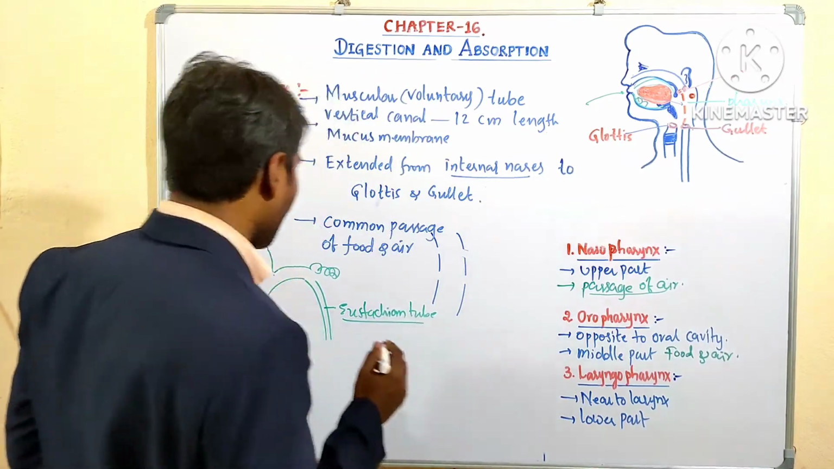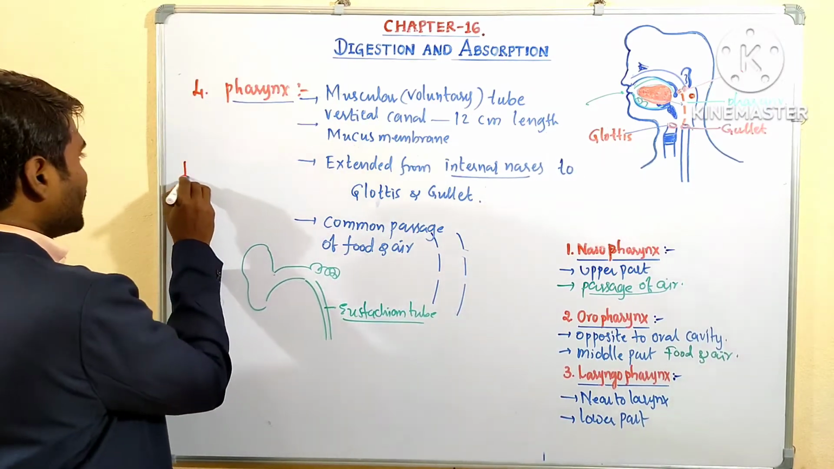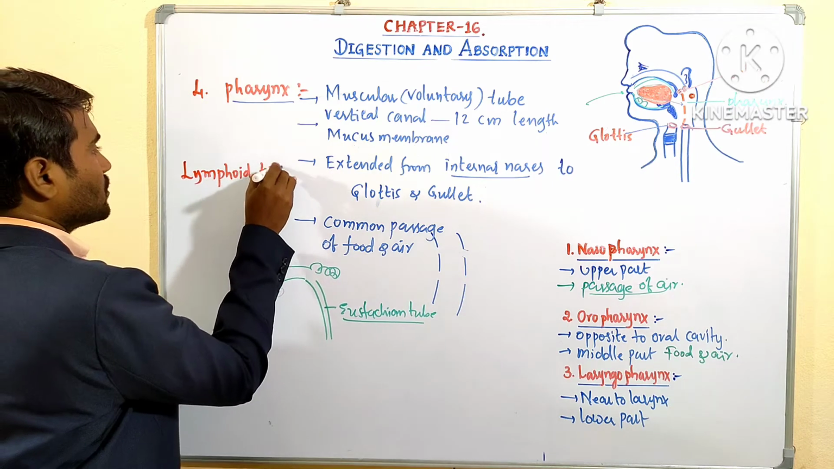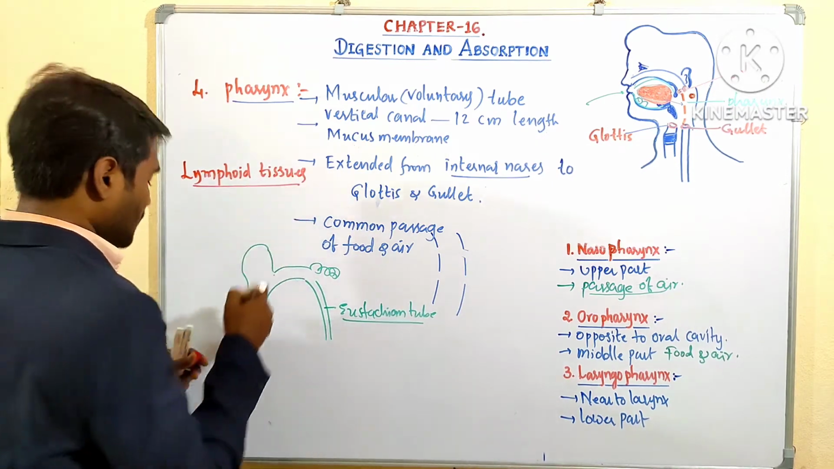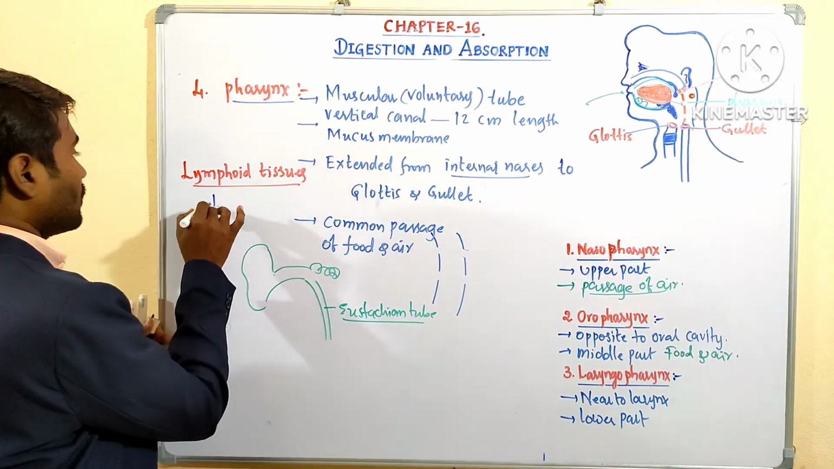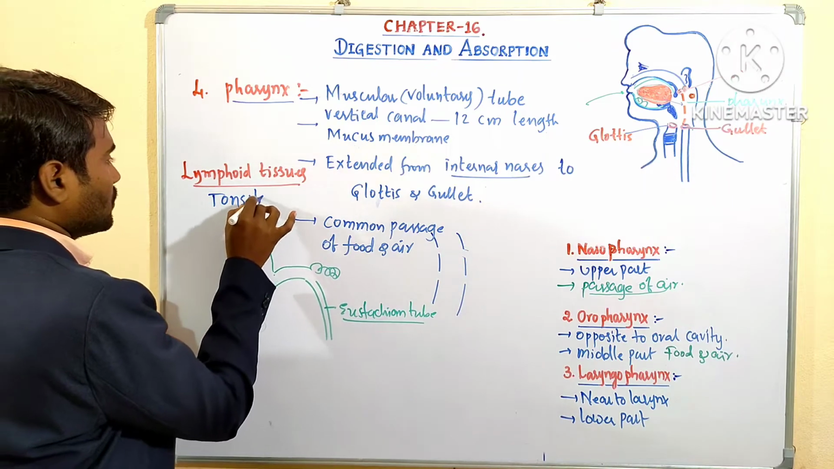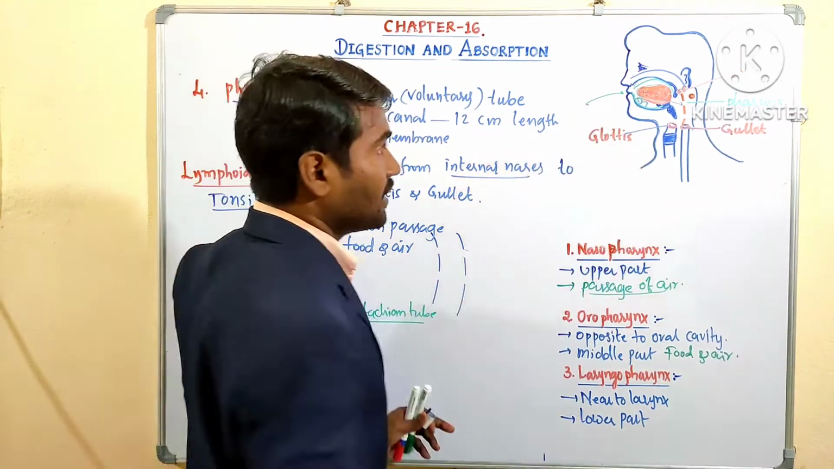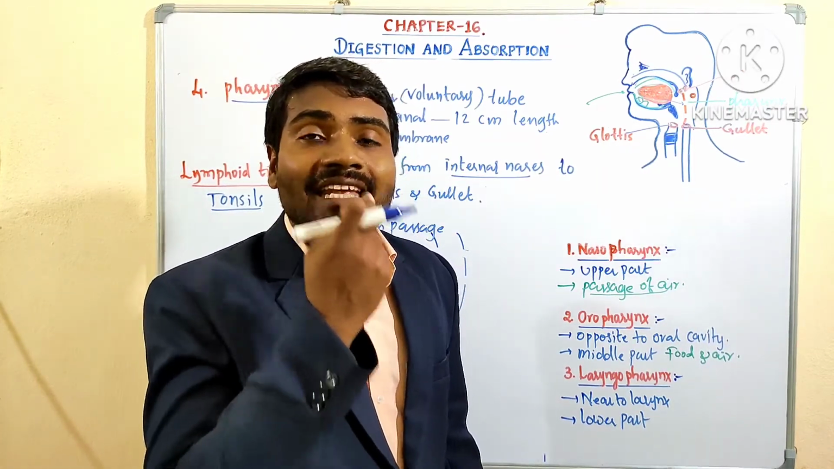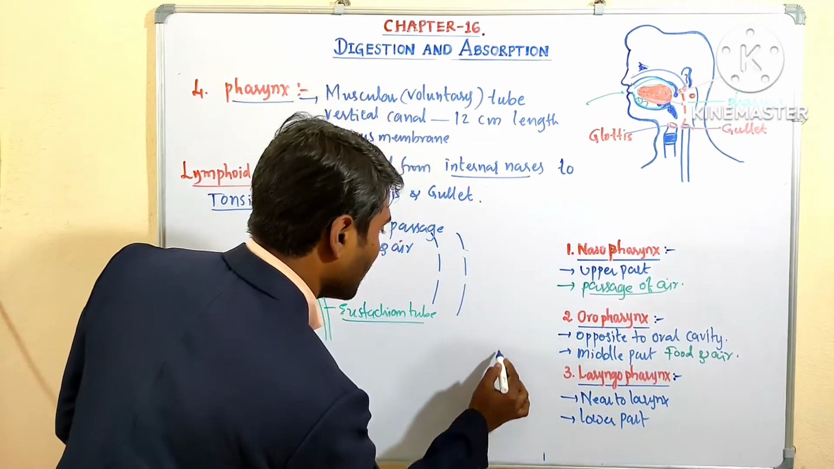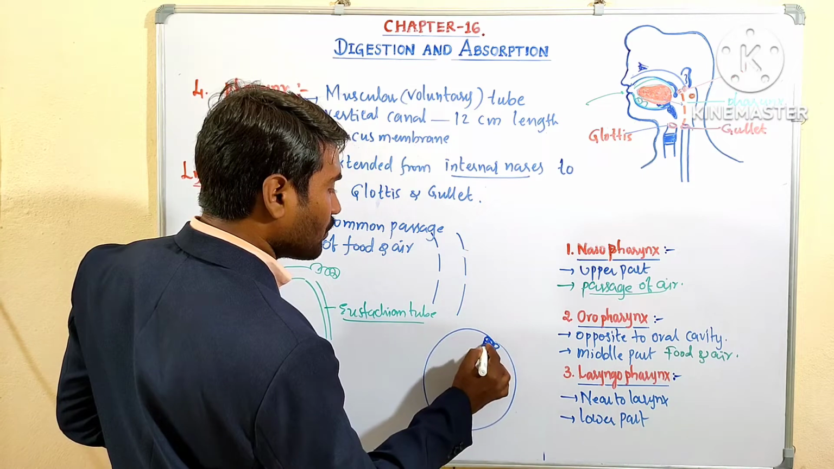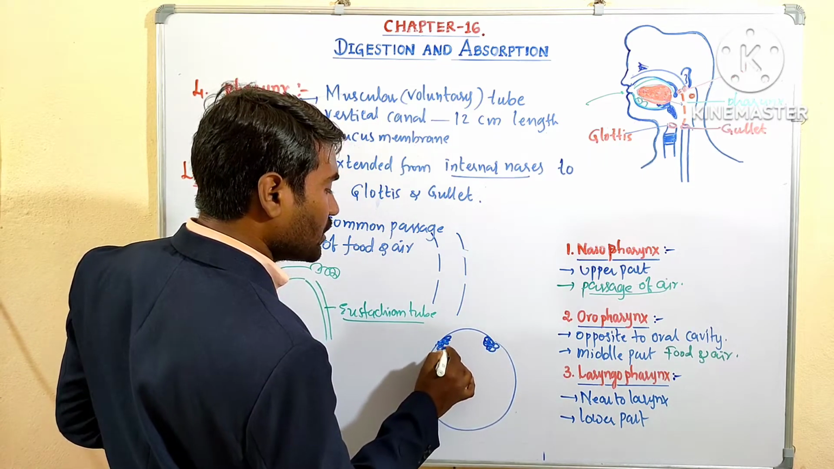One more point. There are special types of lymphoid tissues present. These lymphoid tissues are called tonsils. So these tonsils are also present at the lining of the buccal cavity. Here I am drawing, this is the buccal cavity. This is the pharynx region. Here the special type of lymphoid tissues are present.